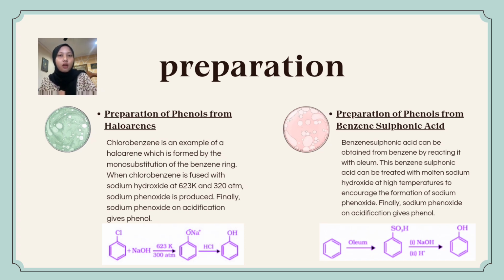So after that, for the second one, which is preparation of phenol from benzene sulfonic acid, benzene sulfonic acid can be obtained from benzene by reacting it with oleum. This benzene sulfonic acid can be treated with molten sodium hydroxide at high temperature to encourage the formation of sodium phenoxide. Finally, sodium phenoxide on acidification gives phenol. So this is the second equation for the second preparation.